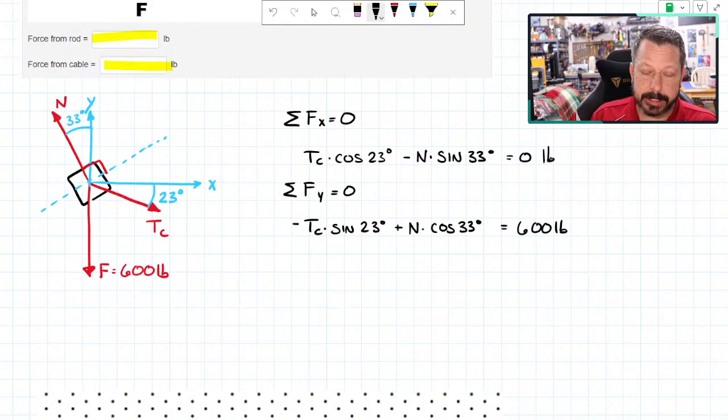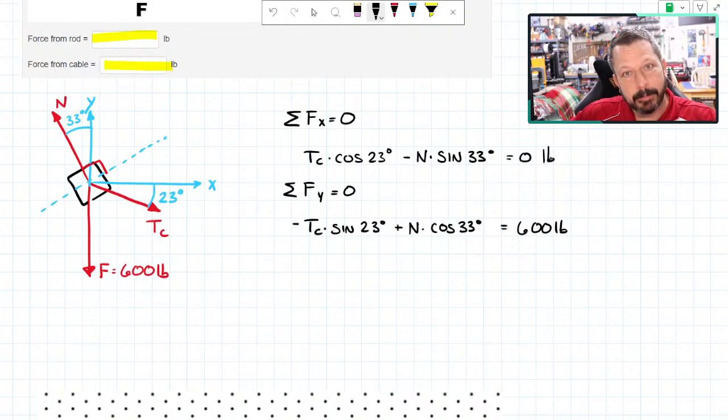is take your positive x-axis, and measure everything counterclockwise from the positive x-axis. So instead of that 23 degrees, I'd have 360 minus 23. That would be the measurement. Instead of the 33 degrees, I'd have 90 plus 33 degrees. So everything measured counterclockwise. Well, I guess when I'm doing this, it might look clockwise to you.